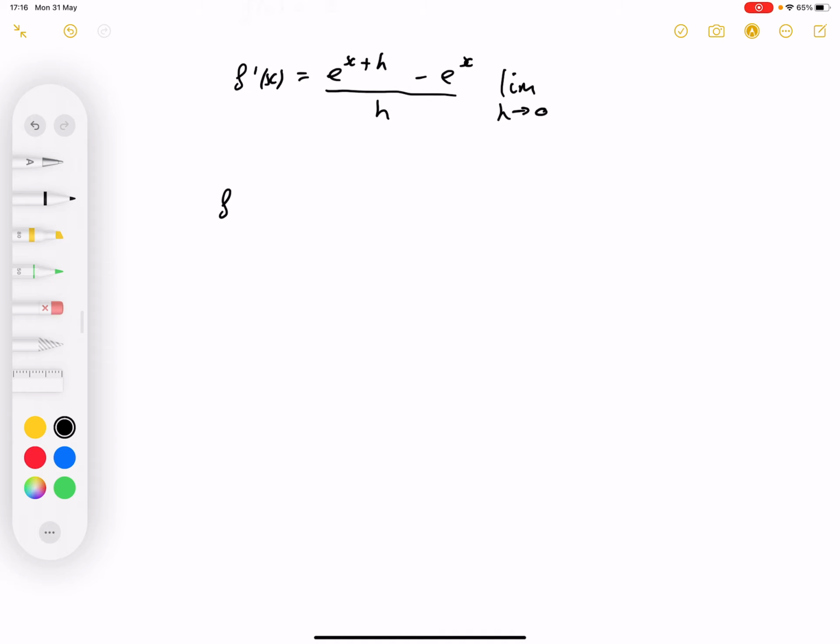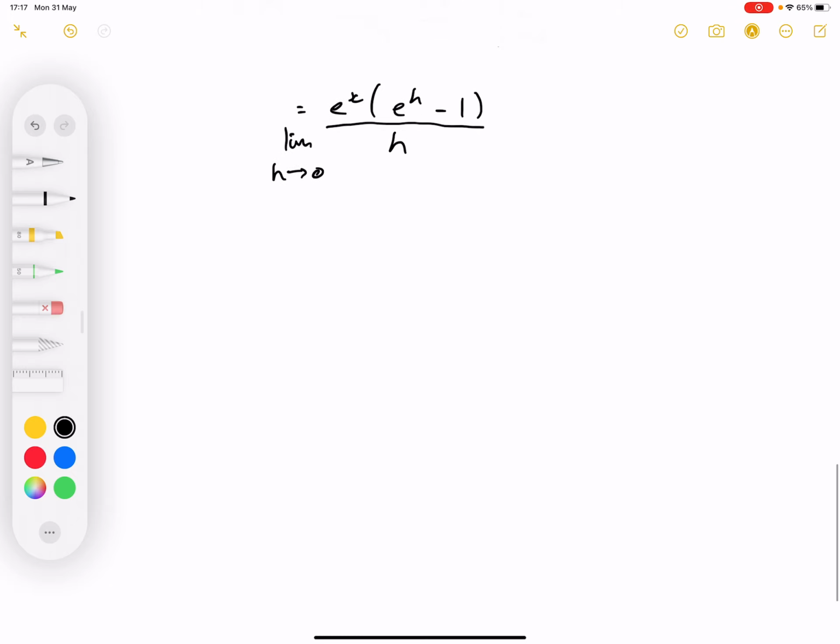Then the next step, fairly self-explanatory still, is e to the x times e to the h. I've split this up using the fact that if you multiply indices with the same base, you add the indices. If you multiply two things with the same base, you add the powers. Then e to the h minus 1 over h, and that is the limit as h tends to 0. I've just taken out a factor of e to the x.